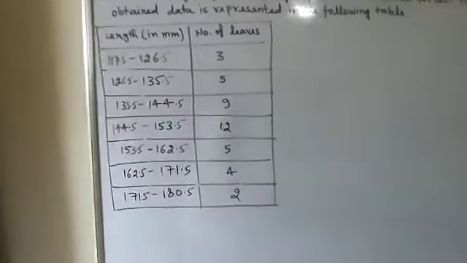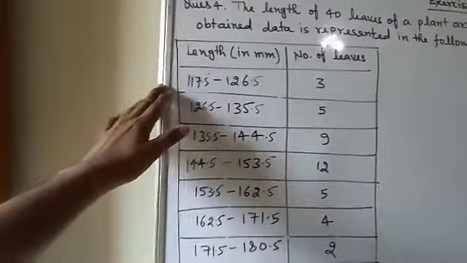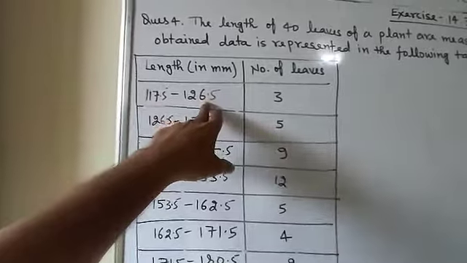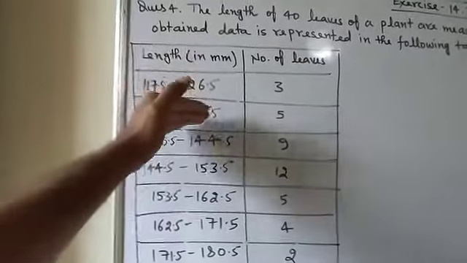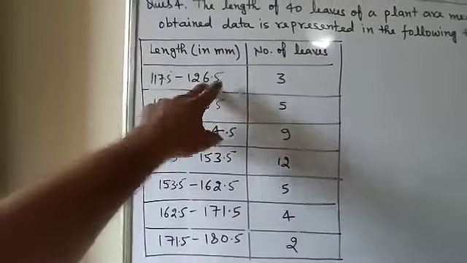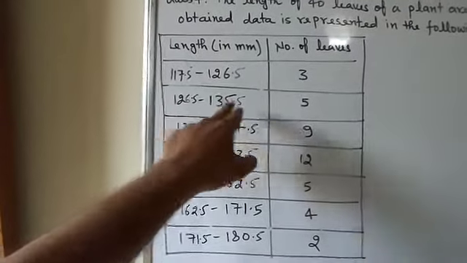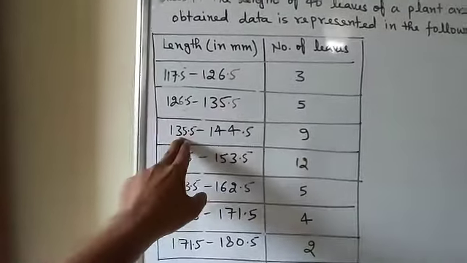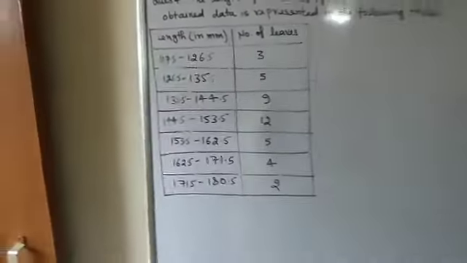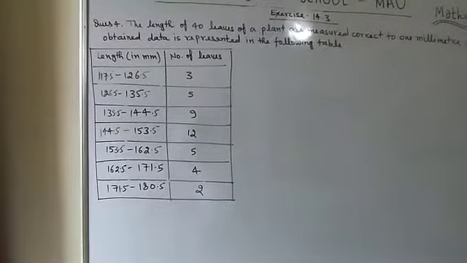So students, here what I have done: it was given discontinuous, so I subtracted 0.5 from the lower limit and added 0.5 to the upper limit in each and every class interval. Now you can find that here it is 126.5, here it is 126.5, here it is 135.5, here it is 135.5. So you get that it is continuous.